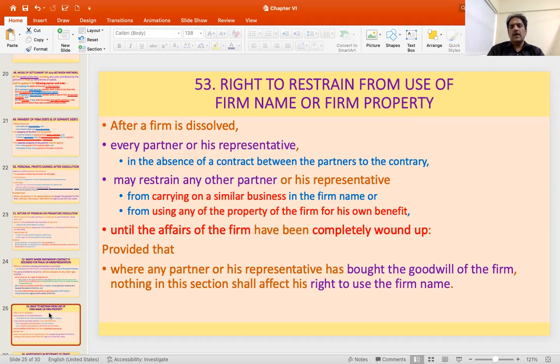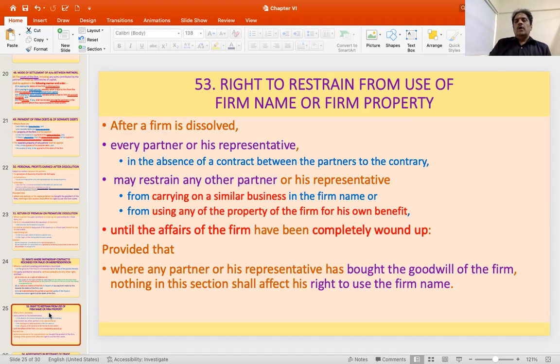Then section 53 talks about rights to restrain from use of firm name or firm property. After a firm is dissolved, every partner or his representative, in the absence of a contract between the partners to the contrary, may restrain any other partner or his representative from carrying on similar business in the firm name or from using any of the property of the firm for its own benefit until the affairs of the firm have been completely wound up, provided that where any partner or his representative has bought the goodwill of the firm, nothing in this section shall affect his right to use the firm name. So this is again an issue relating to restraining the use of firm name or firm property.